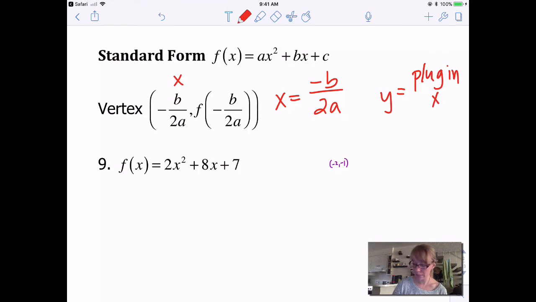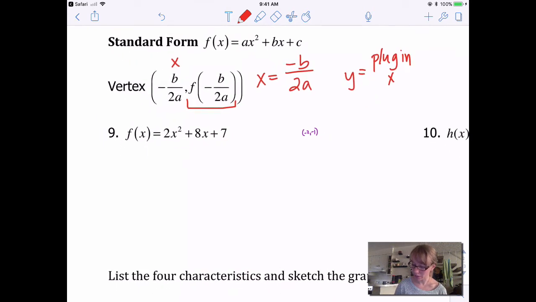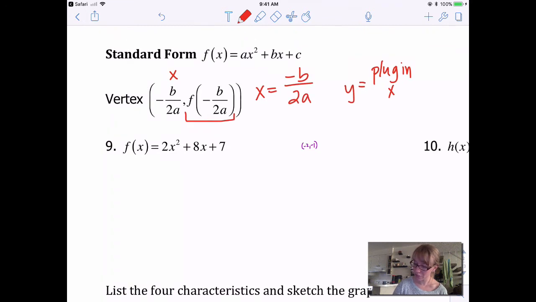Okay, so that's really what's happening here with f of -b over 2a. First find your x, and then just plug it in to find y. So I'll show you what that's going to look like. Notice that in standard form, I have a, b, and c. A is always with x squared, b is always with x, and c is always your constant. So for f of x equals 2x squared plus 8x plus 7, my x will be the opposite of b.